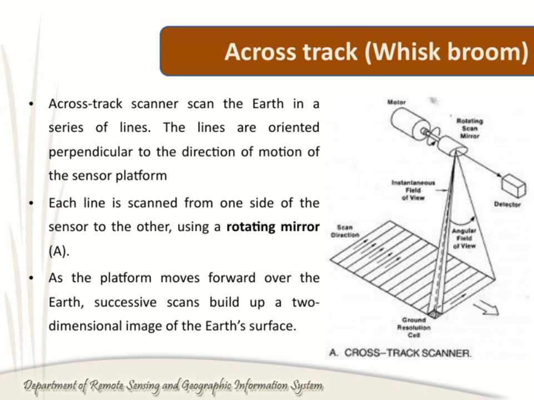Each of these lines is scanned from one side to the other using a rotating mirror, which we label as A on the diagram. As the platform moves forward over the Earth's surface, each successive scan adds to a larger picture, building up a two-dimensional image of the surface beneath.